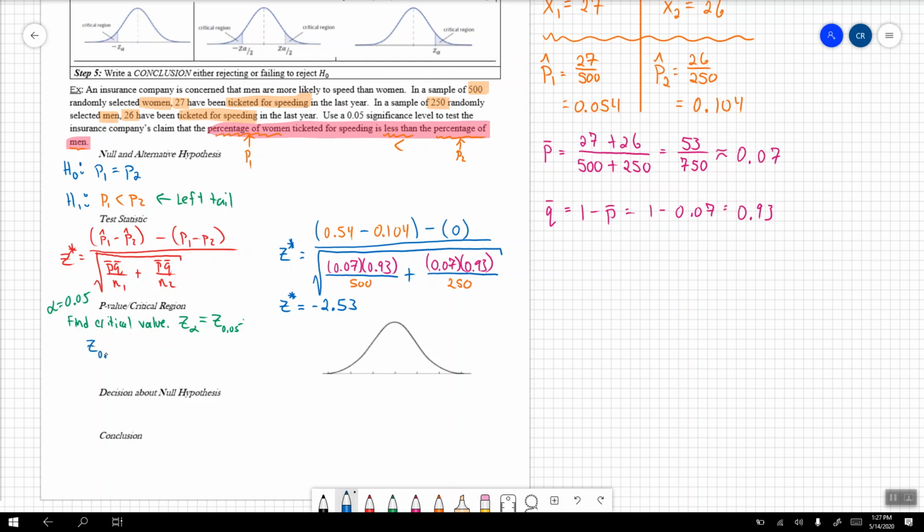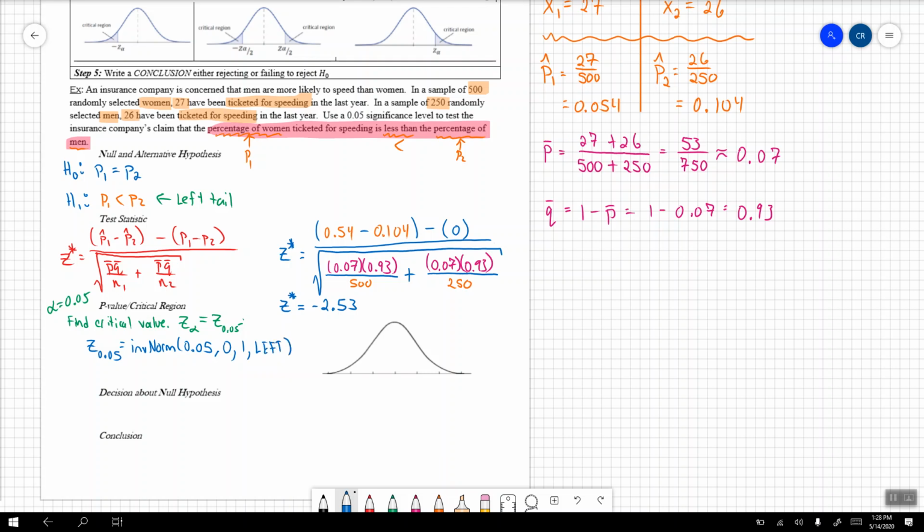Z sub 0.05. Well, in order to do this, I'm going to need this inverse norm to find the z value. So I'm going to do inverse norm, and then I need to know what is the area that I'm looking at, which in this case is 0.05. Then I'm going to tell it what kind of tail I'm working with. Is it going to be a left tail, right tail? Is it the center? And then I also need to find, well, what is the mean and what is the standard deviation? So the mean here is 0, 1, and this is going to be a left tail.